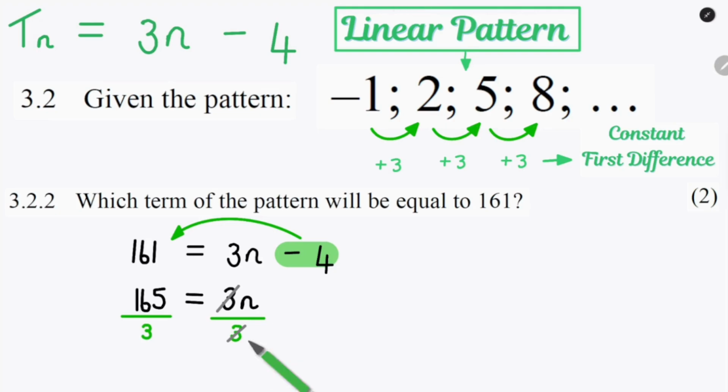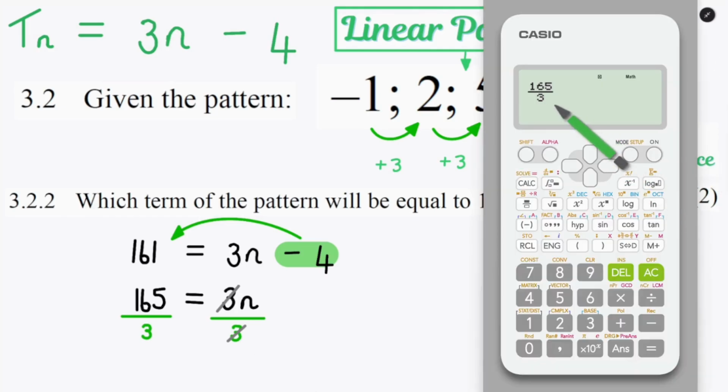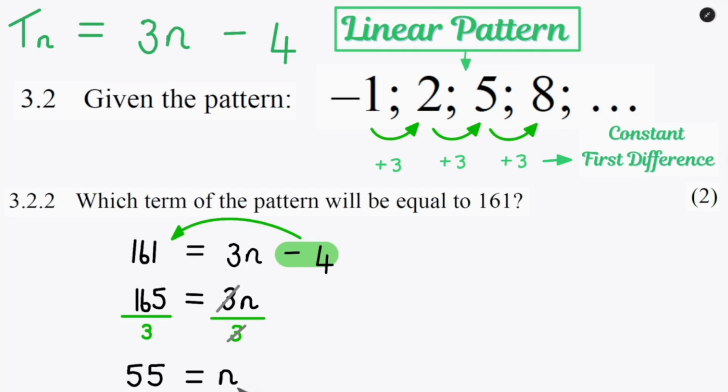Let's ask Uncle to step in here, brother. Alright, what is it? 165 divided by 3, 55. Okay, thank you, brother. So now we know that n is 55.